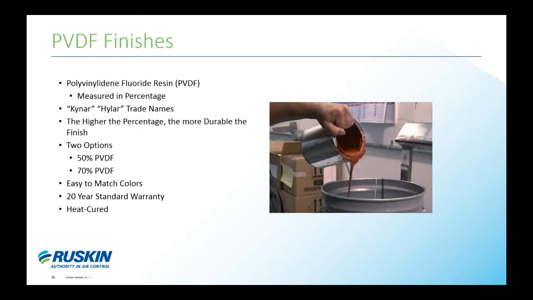In architectural PVDF coatings, there is a percentage of fluoropolymer resin included in that finish. The higher the percentage, the more durable the finish with regard to exposure to water, UV rays, and atmospheric pollutants. The two optional finishes are 50% PVDF and 70% PVDF.